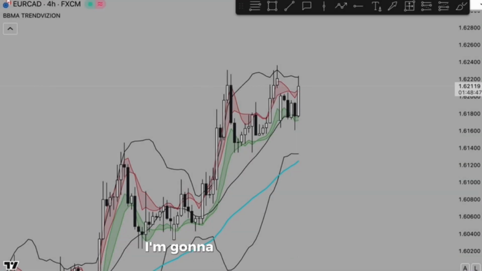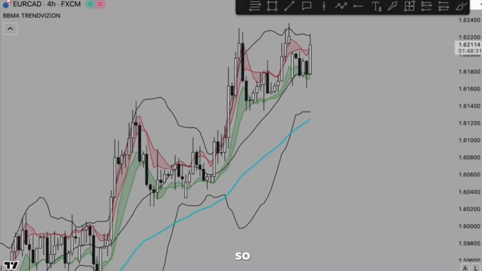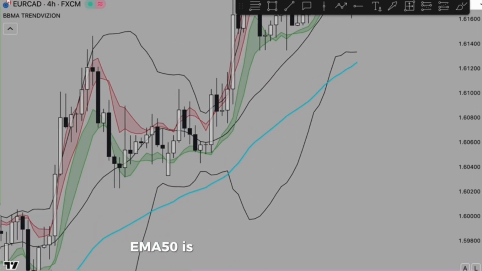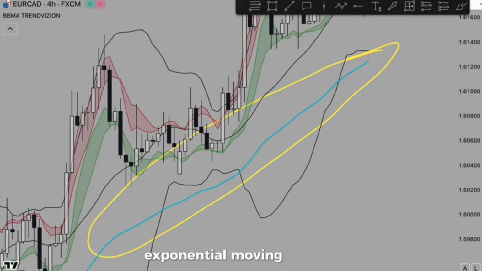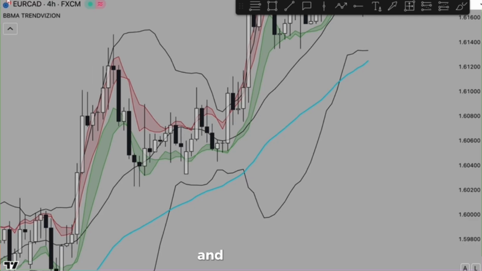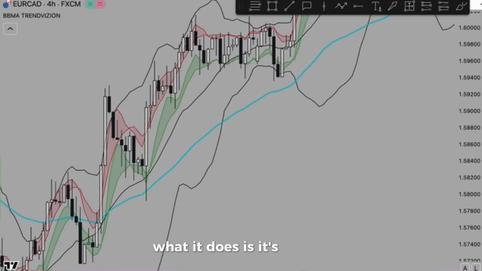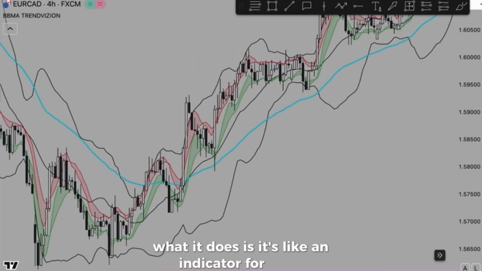In today's video I'm gonna show you how to actually find direction in the markets and how to read price with BBMA. Now what I'm gonna do firstly is explain about EMA 50 because I didn't really do that in the last videos. So EMA 50 is basically this blue line here, exponential moving average, and basically it's like an indicator for trend.